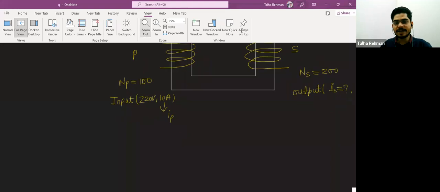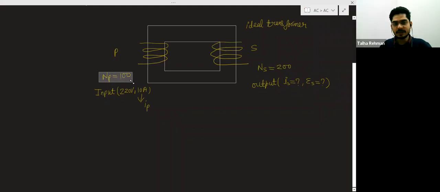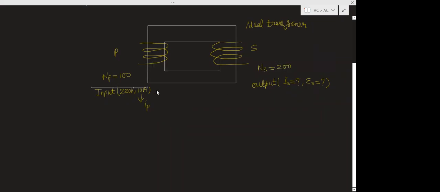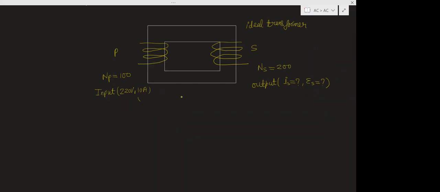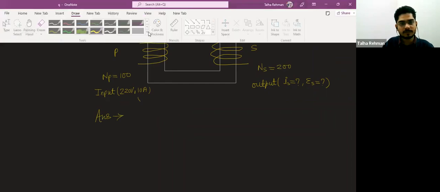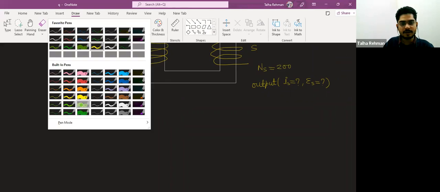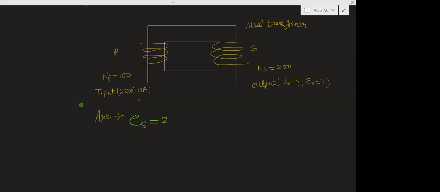This is the question. In this question, an ideal transformer is given with a primary coil and a secondary coil. The number of turns in the primary coil is 100, and the number of turns in the secondary coil is 200, and input is given. Just a minute, I have to change my pen. ES is given as 220 volt.